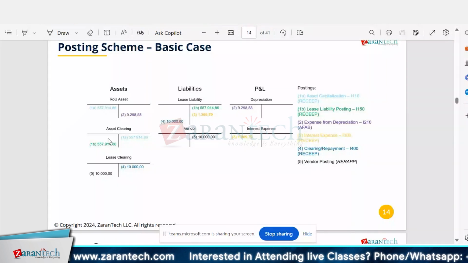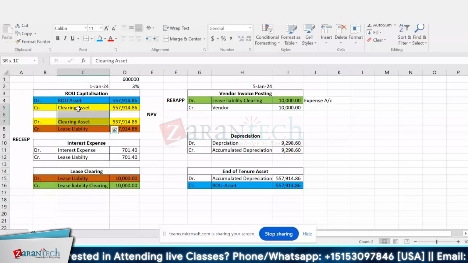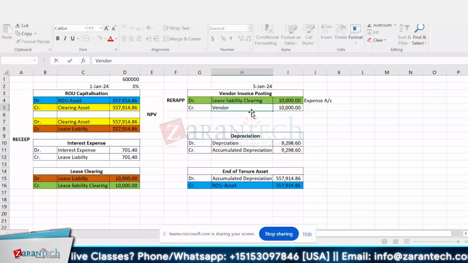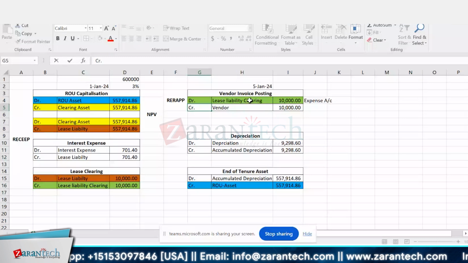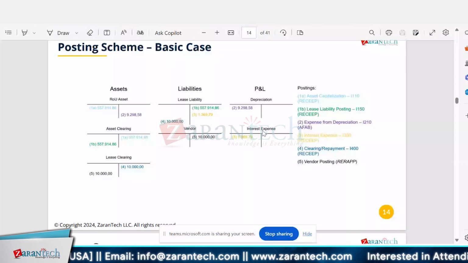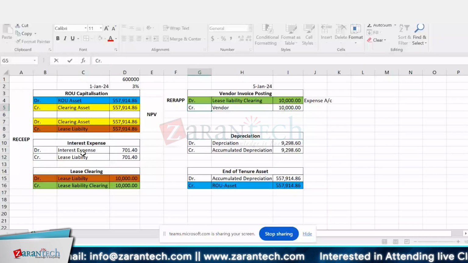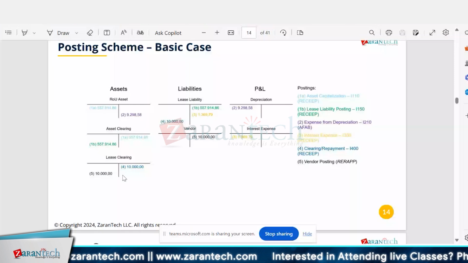And again, when we are clearing from lease liability and parking it to the clearing account, this will be your entry. P&L is nothing but your accumulated depreciation and depreciation entries. Asset clearing will get knocked off. Asset clearing, you understood over here, this one. So this gets knocked off. Vendor account: when we receive vendor invoices from the vendor, we'll clear this lease liability clearing account; debiting this clearing account will credit the vendor account. Interest expense account is debit. Now lease clearing account debit 10,000, credit 10,000. The credit is happening with your liability, right, over here.